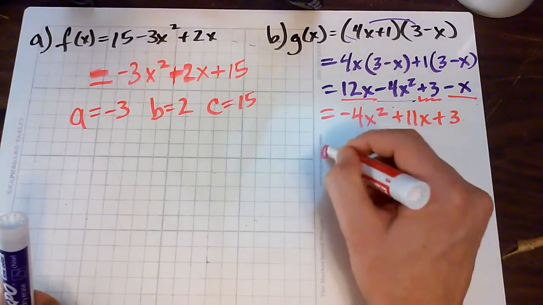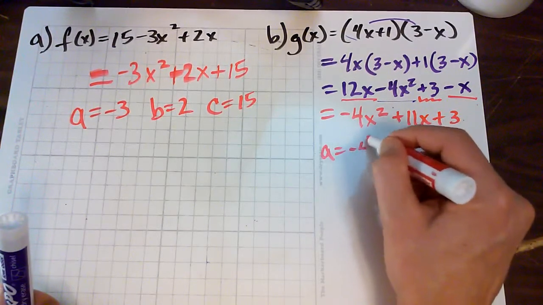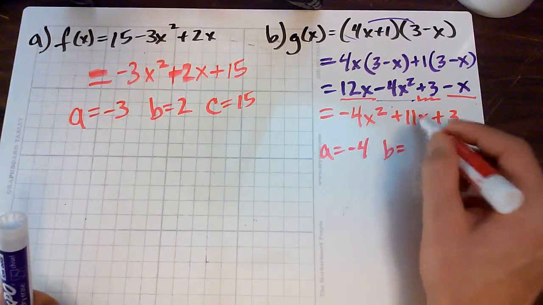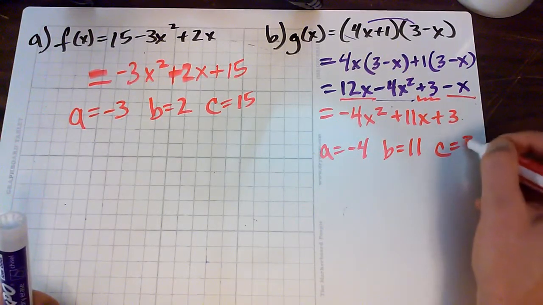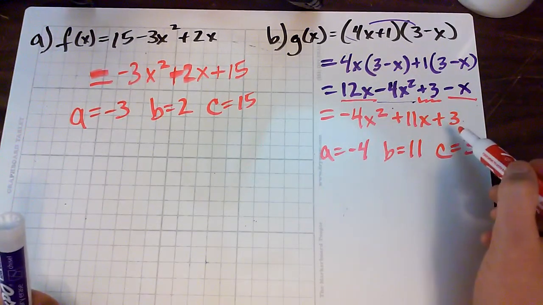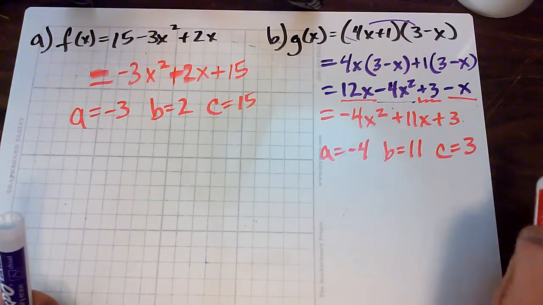All right, so my a is the coefficient of the x squared term. My b is the coefficient of the x term. And my c is the constant. Right? So I've got standard form of a quadratic and my ABCs.